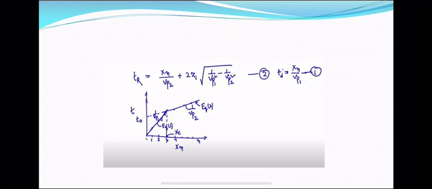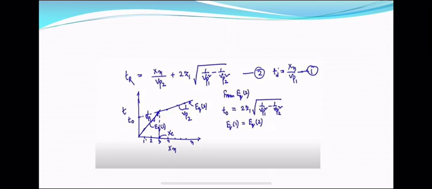Now we are extending equation number 2. This is T naught, corresponding to Xn equal to 0. If I put this value in equation number 2, then T naught will be equal to 2 Z1 into the square root of 1 by VP1 squared minus 1 by VP2 squared. That is, equation 1 is equal to equation 2. So this is the critical distance approach.